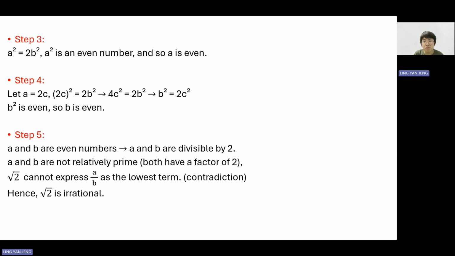So the square root of 2 cannot be expressed as a over b in lowest terms. Lowest terms means a and b must be relatively prime. But since a and b are even numbers, a and b are not relatively prime. Therefore, we can say that the square root of 2 is irrational.